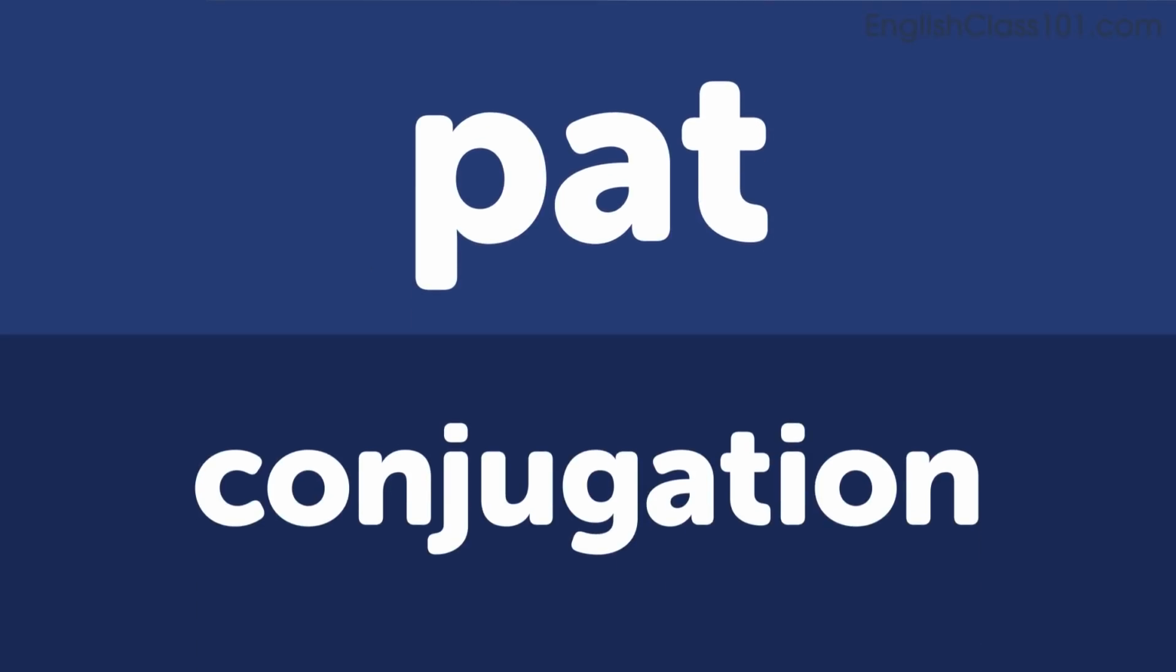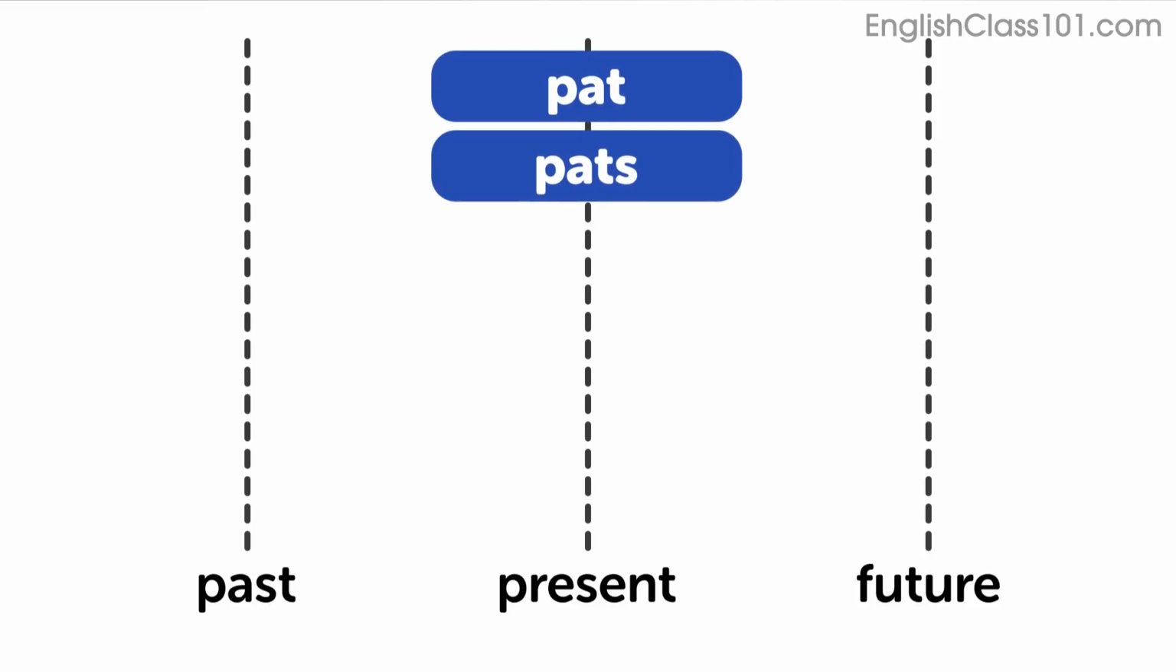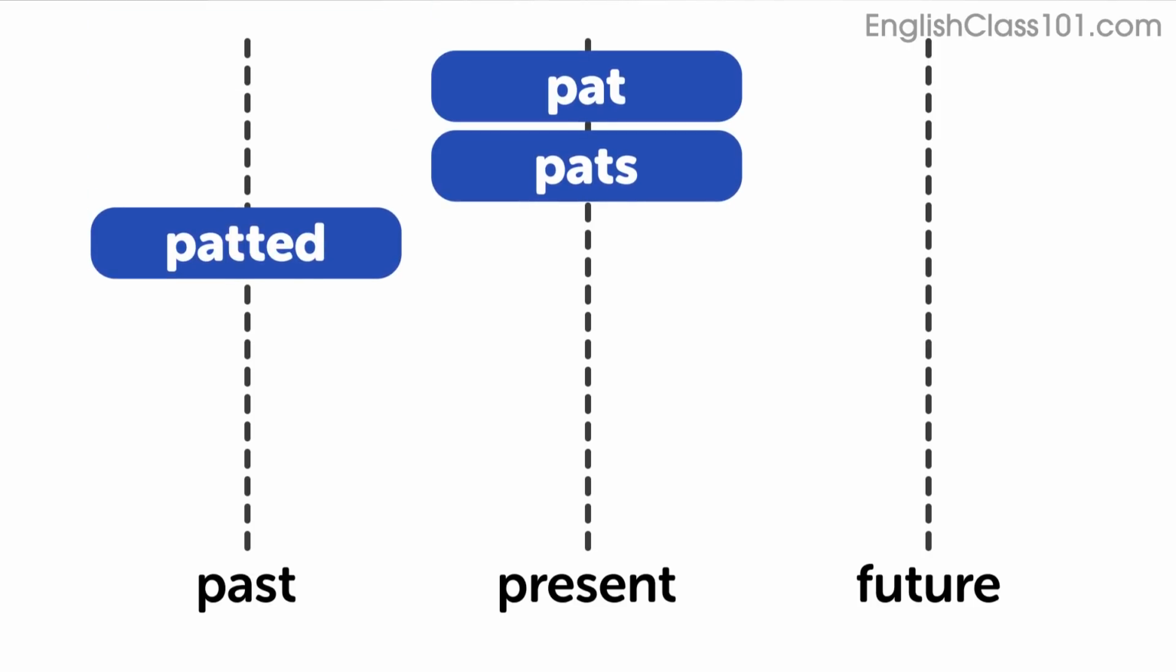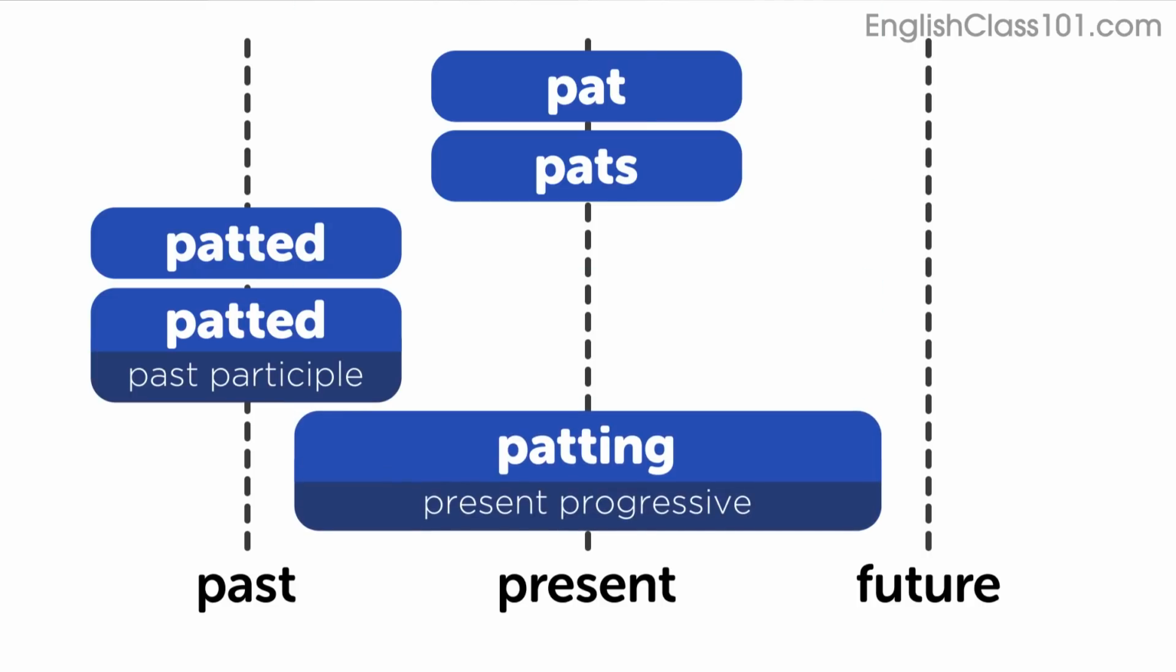Let's look at the conjugations for this verb. Present, pat, pats. Past, patted. Past participle, patted. Progressive, patting.